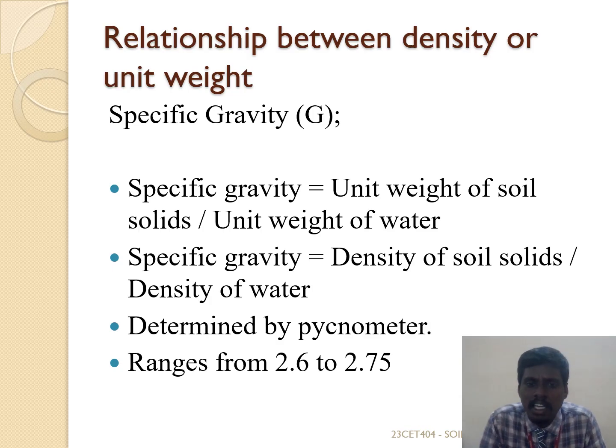Normally specific gravity is the ratio of the unit weight of soil solids to the unit weight of water at the same volume at the standard temperature. In terms of density, it is the density of soil solids to the density of water in the same volume at the standard temperature. Normally in the laboratory the soil specific gravity is determined by the pycnometer. Based on the pycnometer equipment we categorize the soil by specific gravity value. Normally it ranges from 2.6 to 2.75.